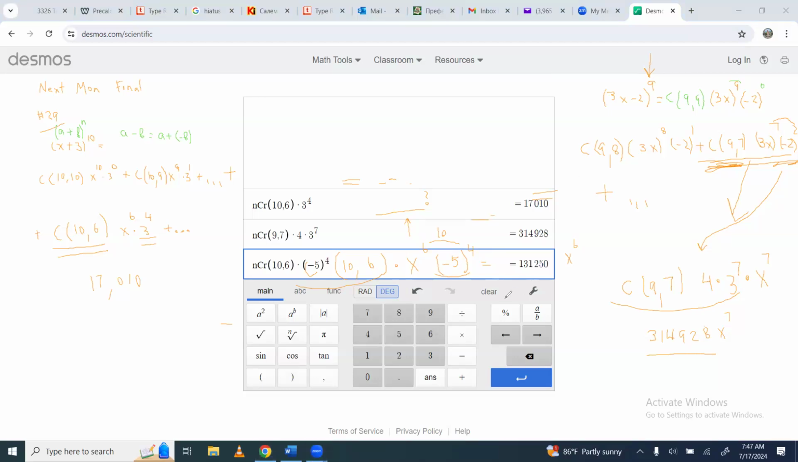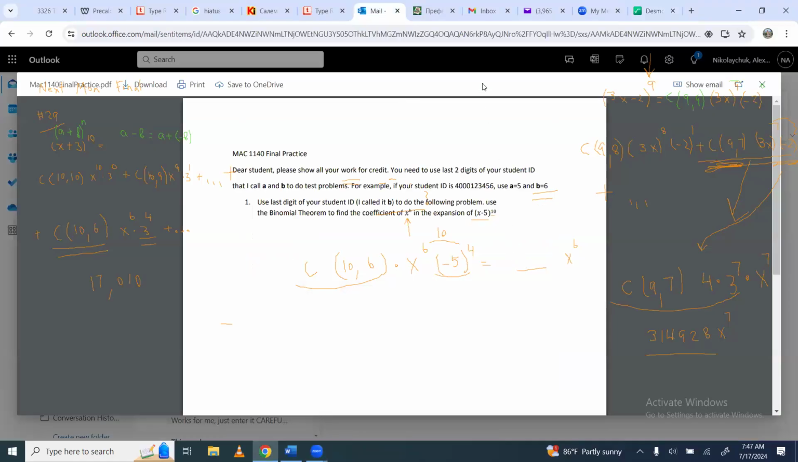It's going to be 131,250. Okay. So definitely the calculator will help a lot. Right? So does anybody want me to do the same thing with some other digit?